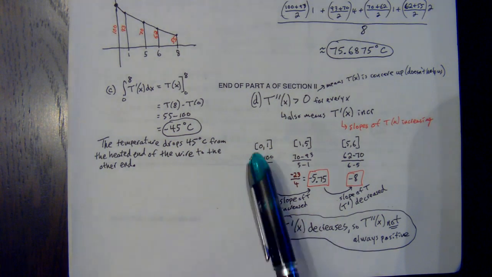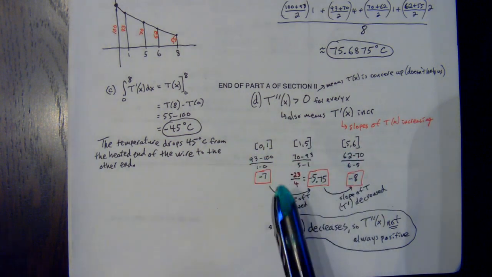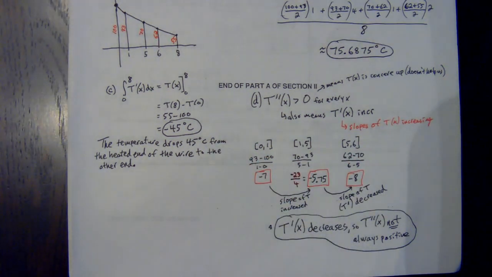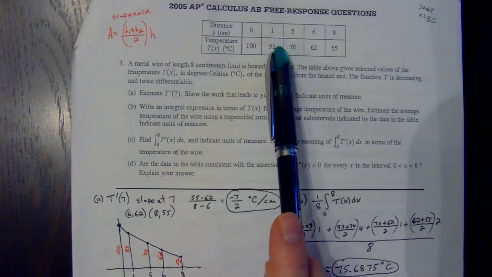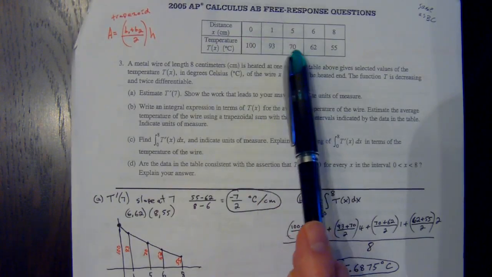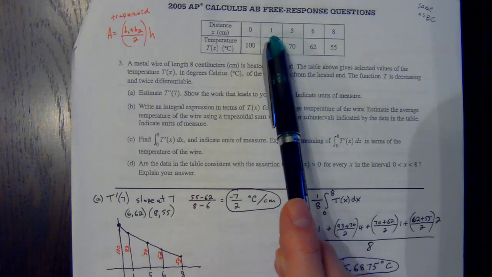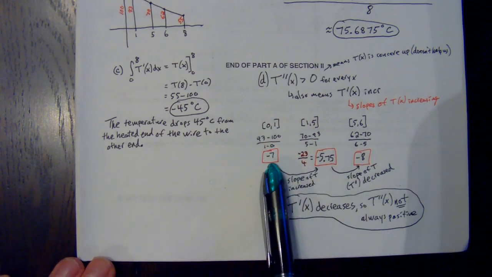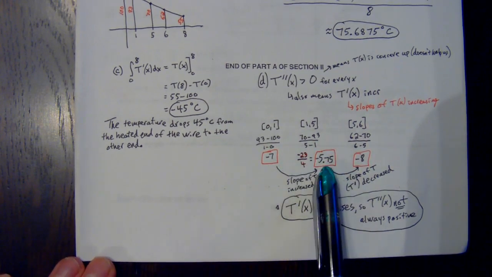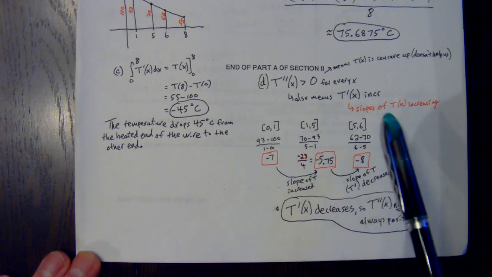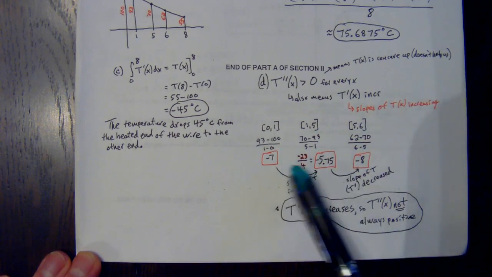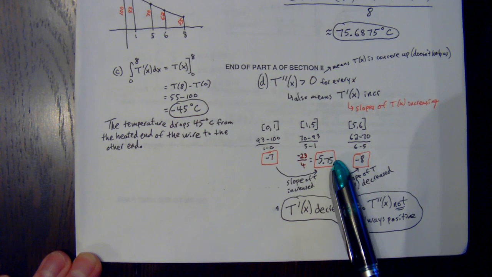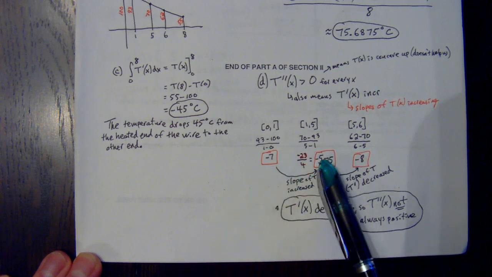So all I did in between 0, 1, 1, 5, 5, and 6 is I found the slopes using my slope formula. I subtracted 93 minus 100 over 1 minus 0, 70 minus 93 over 5 minus 1, 55 minus 62 over 8 minus 6. And so I just found a few slopes. Now, when I did the first slope, I got -7. The second slope, I got -5. So from this slope to this slope, that slope did check off. That slope was increasing. It did go higher, negative number, so it increased.